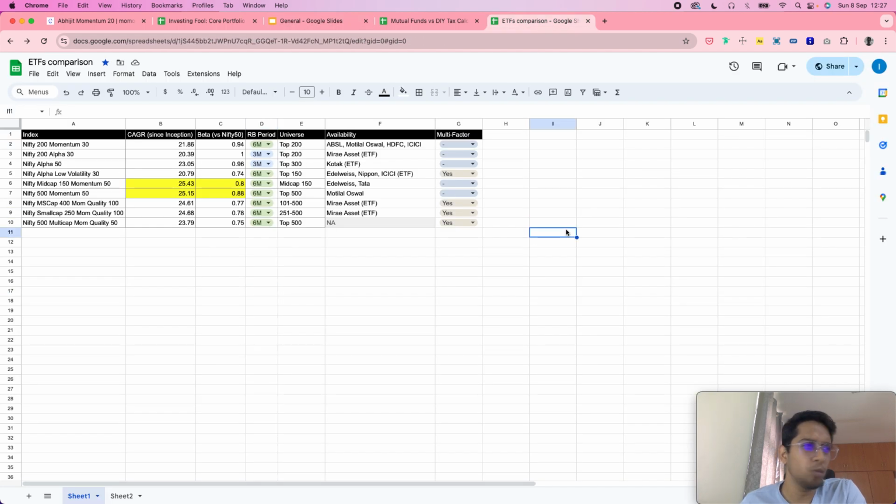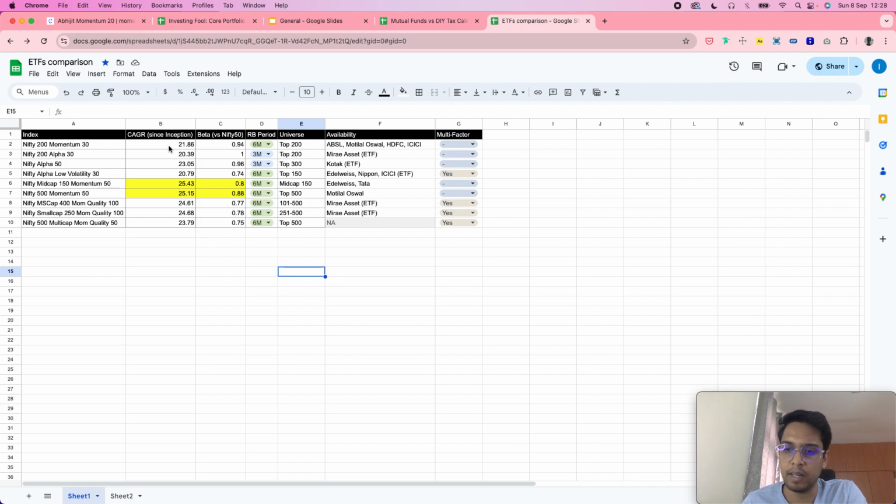So this is just a rough sheet that I had created. We had created a different video on ETFs and mutual funds long ago. This is just a very simplistic comparison based on whatever data NSE has given on their fact sheet.